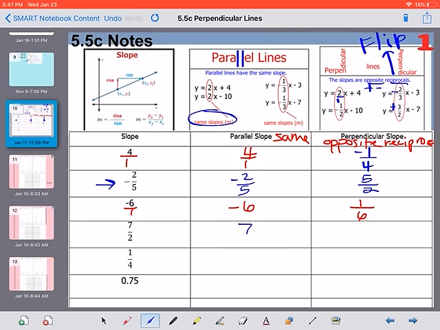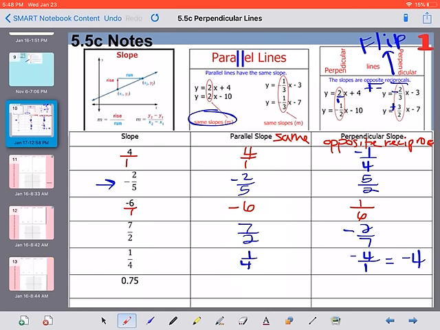Then parallel slope to 7 over 2 is 7 over 2. And then opposite reciprocal, instead of positive, negative. Instead of 7 over 2, we want 2 over 7. Next, we have 1/4. Parallel lines are the same, 1/4. Perpendicular, instead of positive, we want negative. Instead of 1 over 4, we want 4 over 1. So that is really just negative 4.